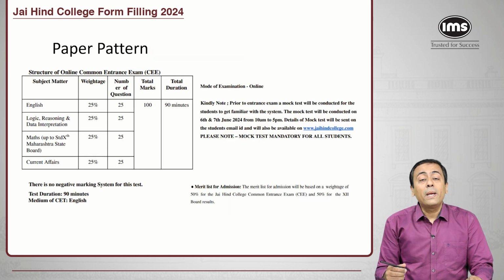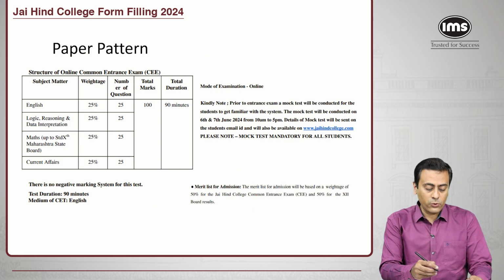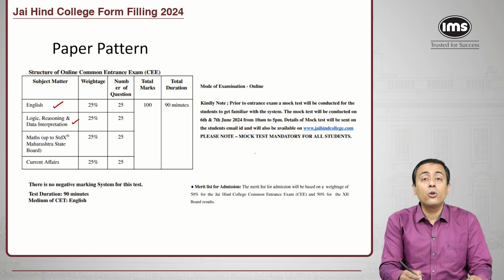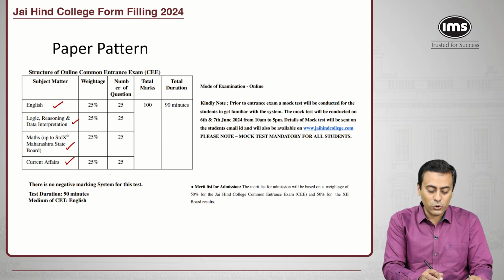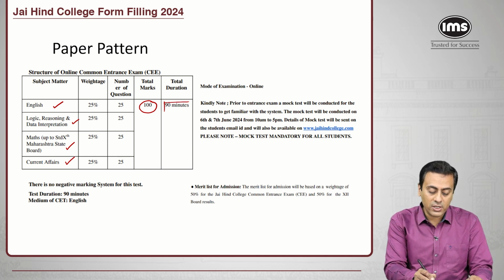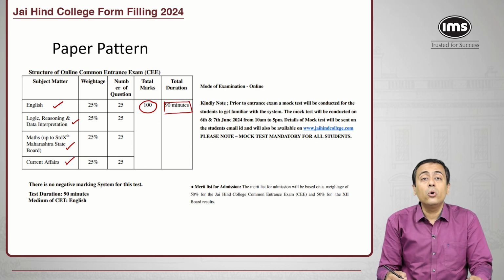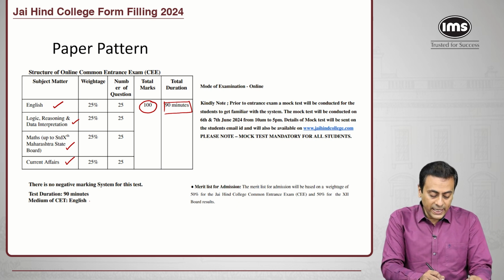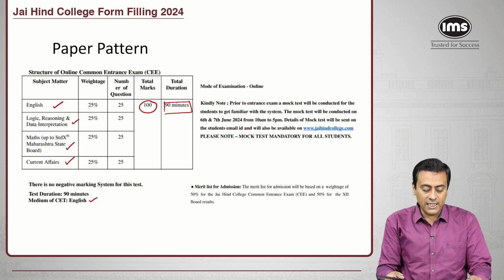Now, the paper pattern of the test: there are 25 questions each on 4 sections, 25 on English, 25 on logical reasoning and data interpretation, 25 questions on maths and 25 questions on current affairs. Overall, we are supposed to solve 100 questions. Each question carries 1 mark and the time limit is just 90 minutes. There is no negative marking. It's an online test. The medium of language is English.